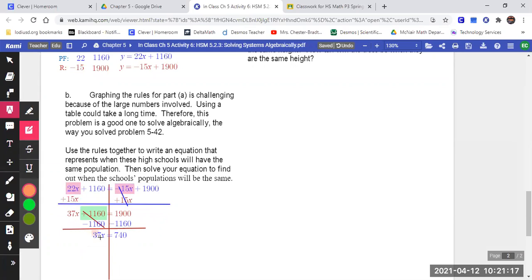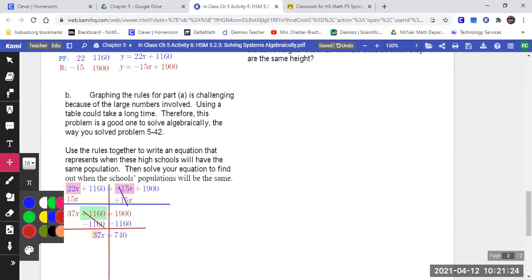We have to get this 37 away from the x. How are we going to undo it? What are we going to do to make that 37 go away? Because right now it says 37 times the number of years, right? And we don't want times anymore. We want to undo multiply. So what are we going to say? How are we going to undo multiply? Okay, yep, divide.